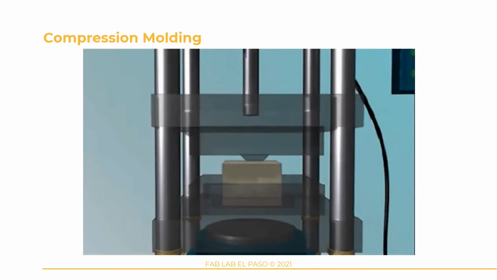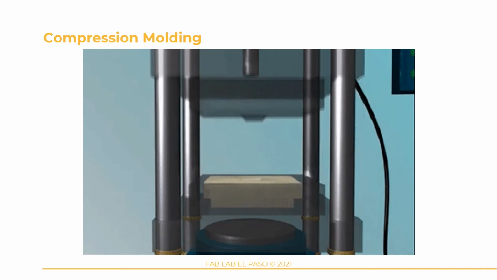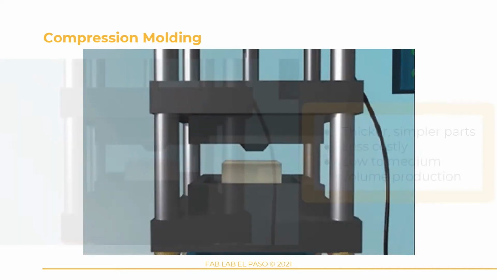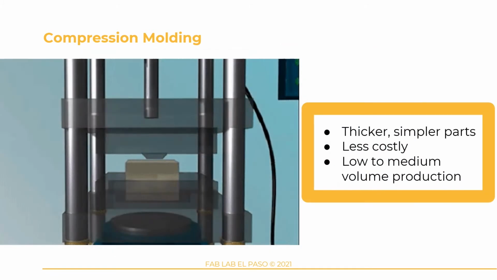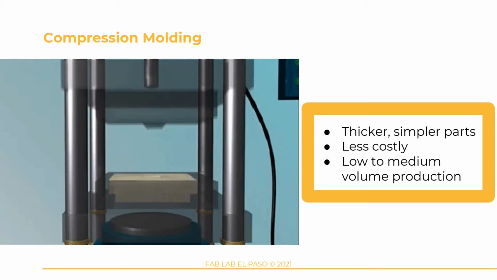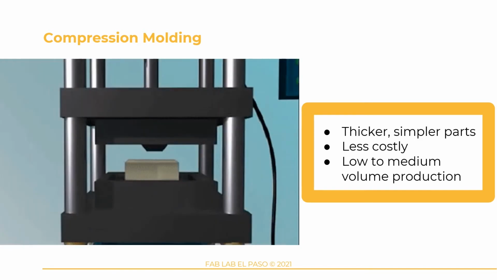Compression molding involves placing preheated plastic in between a top mold and a bottom mold. The top mold presses down on the plastic, which will then form to the shape of the mold. Compression molding is a much simpler process than injection molding, and the cost of the tooling is usually much cheaper. This is an ideal process for fabricating less intricate, thick-walled plastic parts at low to medium production volumes.